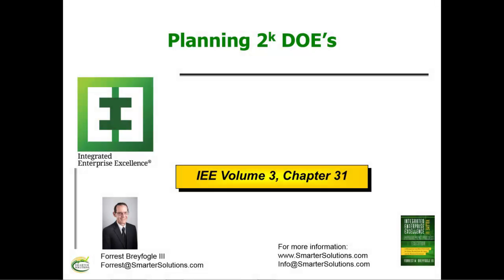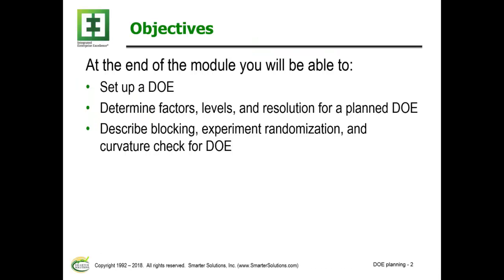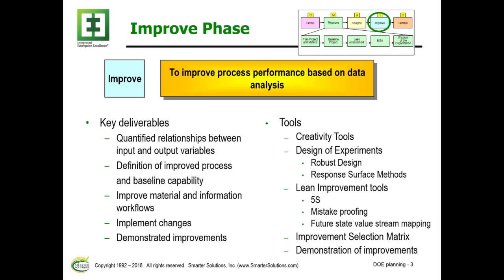In this session, I'll be talking about planning 2K DOEs. That's 2 levels for K number of factors design of experiments. At the end of this session, you'll be able to set up a DOE, determine factors, levels, and resolution for a planned DOE, and describe blocking, experiment randomization, and curvature check for a DOE.